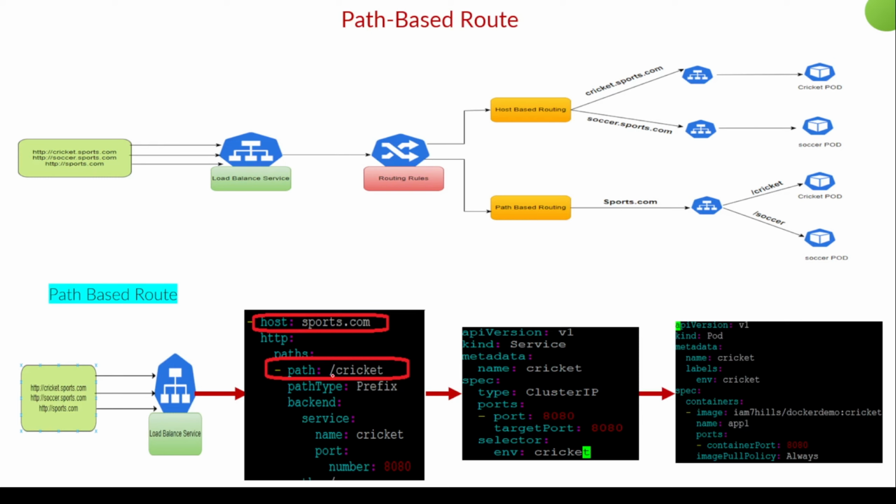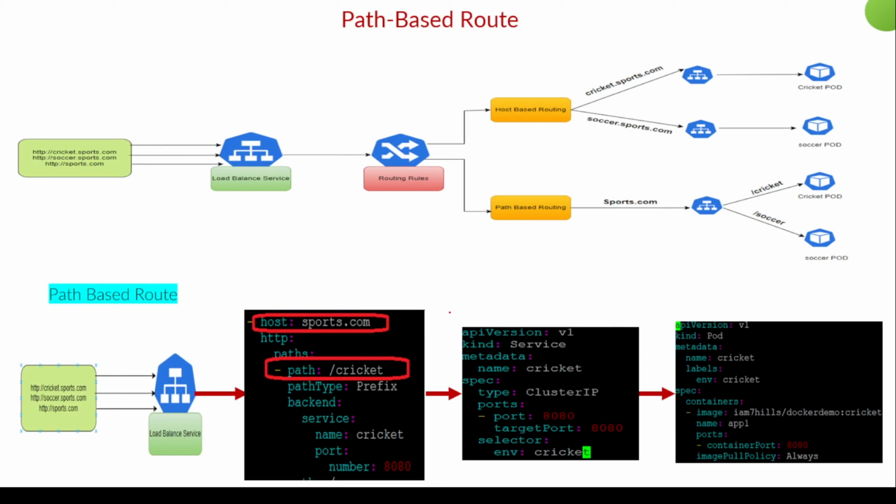That means if I have multiple websites, multiple applications running on my host, I can have path based routing, one for cricket, one for soccer, one for tennis. Likewise, I can create multiple rules as part of the path based. So when the user hits sports.com, let us assume my website is sports.com, under sports.com I might have multiple pods like /cricket, /soccer. When the user hits /cricket, it will go and call the respective service. That service will go and call the respective pod.